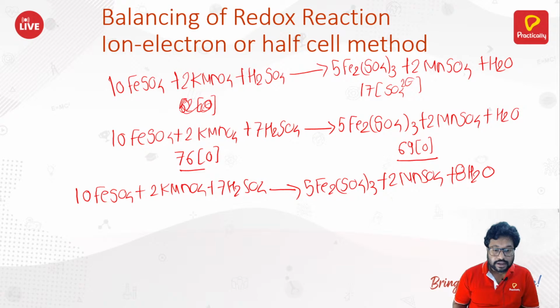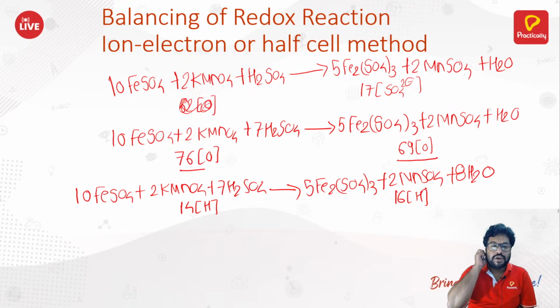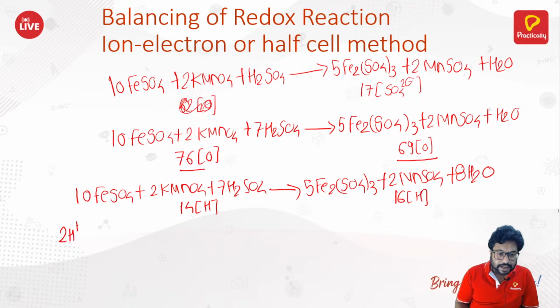If you look at the left hand side, you got 14 hydrogen. If you look at the right hand side, you got 8 into 2, 16 hydrogen. That means the left hand side is short of 2 hydrogen, which can be balanced by adding 2H plus on the left hand side.